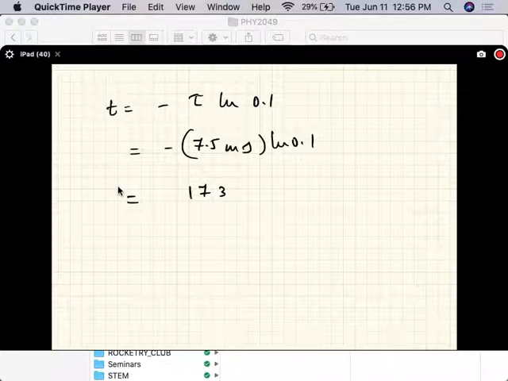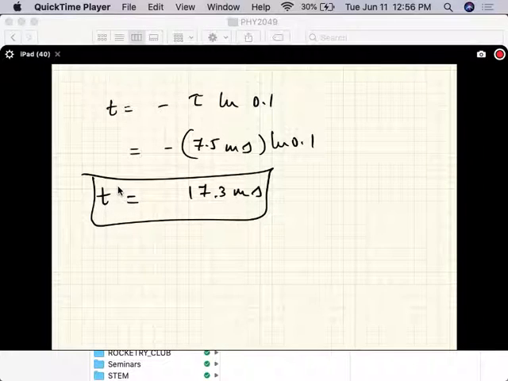17.3 milliseconds. Okay, so after 17.3 milliseconds, so okay, so here's the deal. What this time constant means is, after 7.5 milliseconds, okay, so hang on a second.